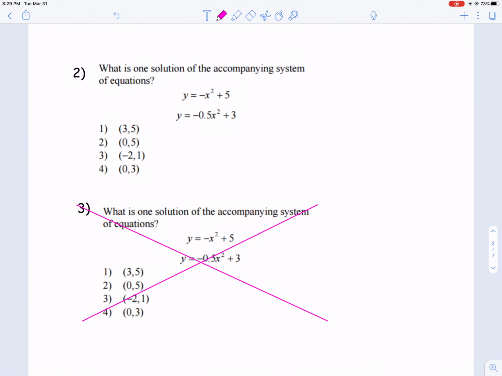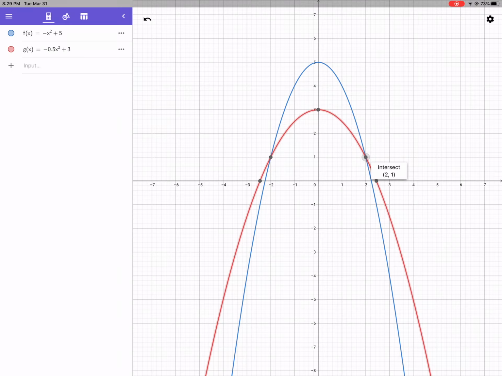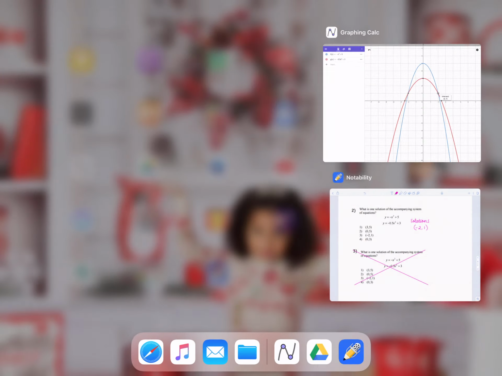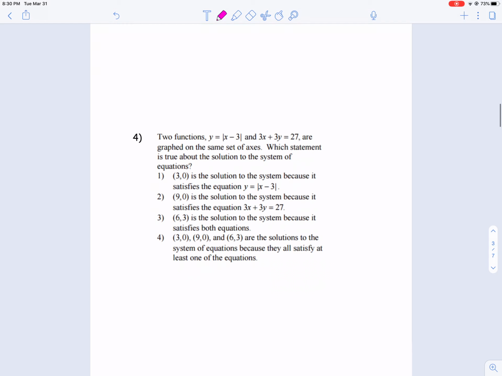So I'm going to write that, okay? I'm going to write solutions, and one of them is negative 2, comma 1. So my other solution is right there, is 2, comma 1. And they just are asking, what's one of the solutions? One of the solutions is right here, negative 2, comma 1. How easy.